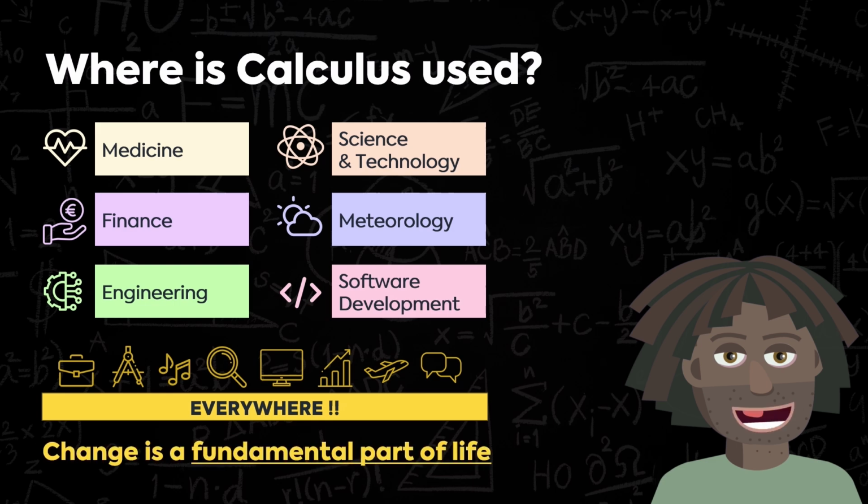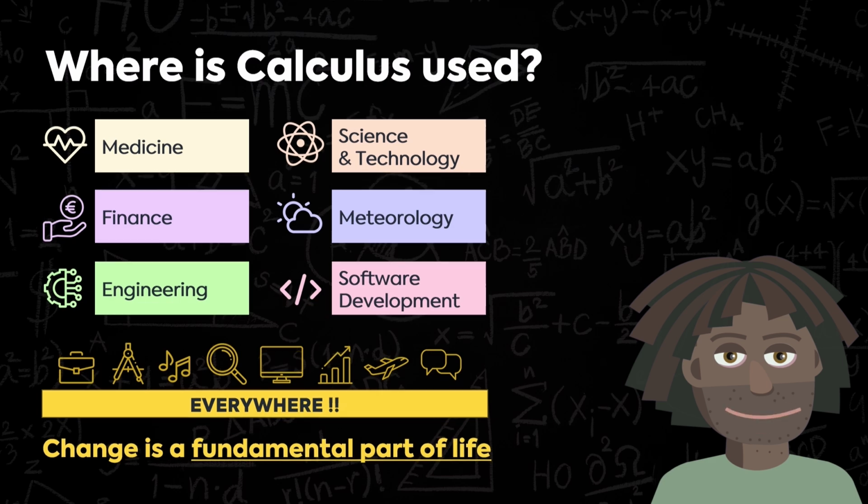Why? Because change is a fundamental part of our technological society, and so is our need to measure, monitor, and predict change. Let's now have a look at an example where calculus is used in each of these areas.